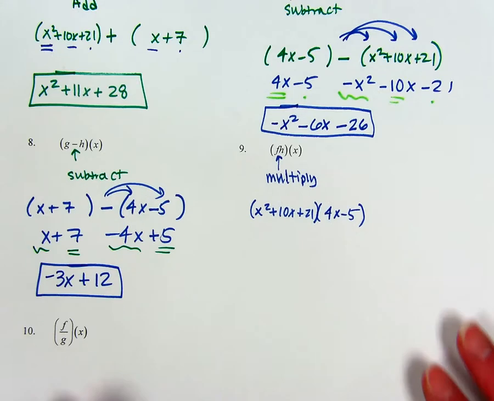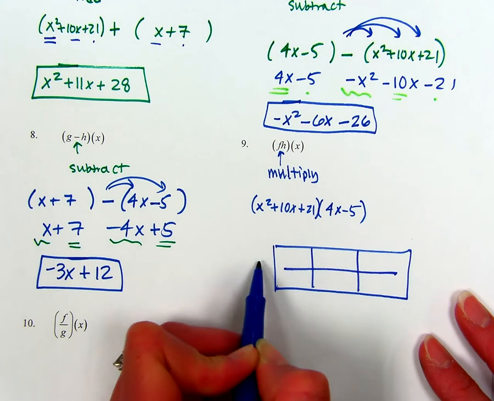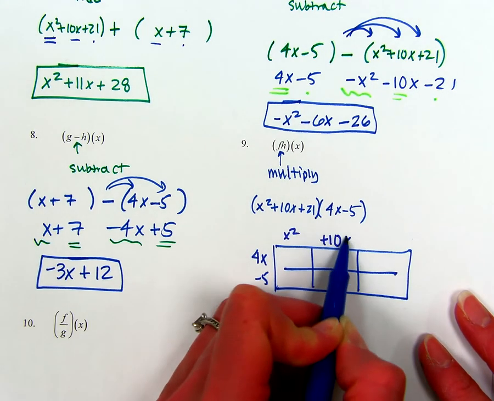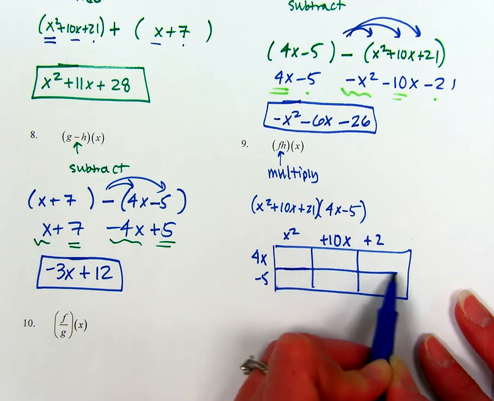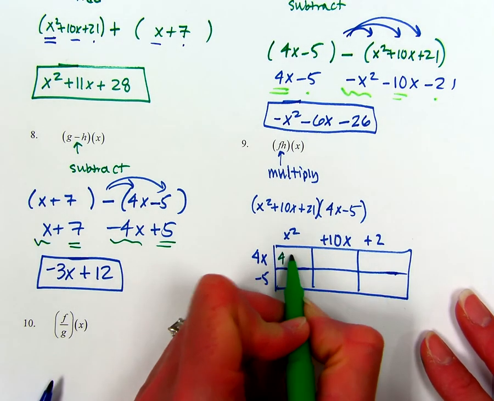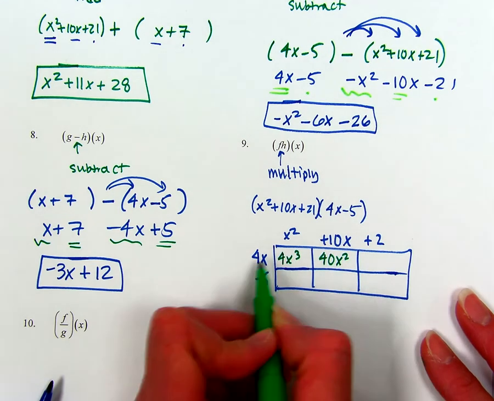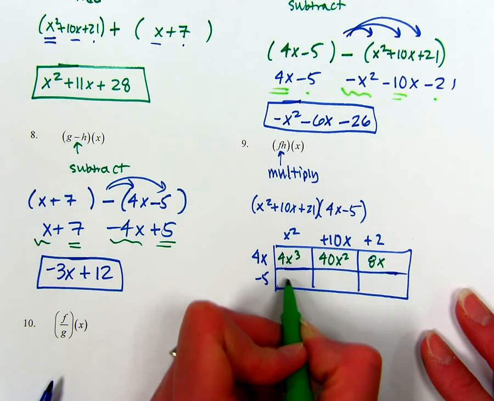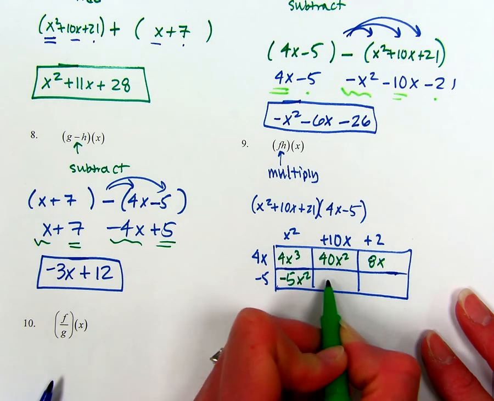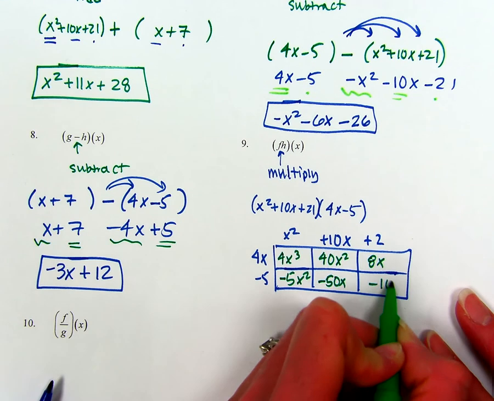All right, so we can do the box method again. All right, we have 4x minus 5 and x squared plus 10x plus 21. So I'm going to multiply 4x times everything. That's 4x cubed. This gives me 40x squared and 8x. And this is negative 5x squared because negative 5 times everything. Negative 50x and negative 10.